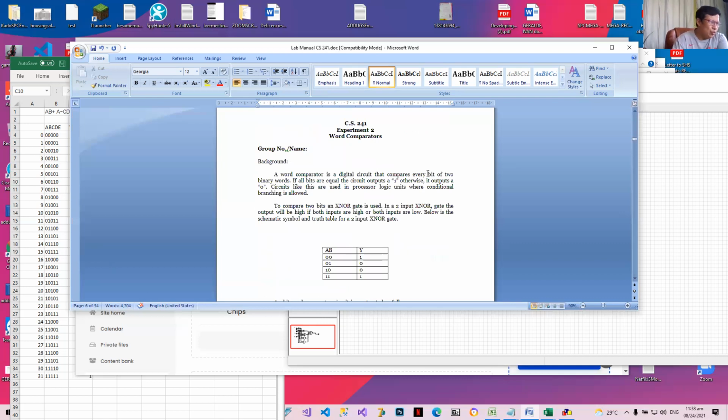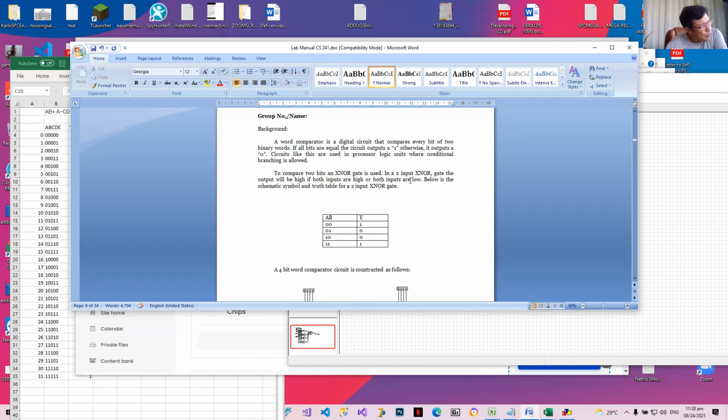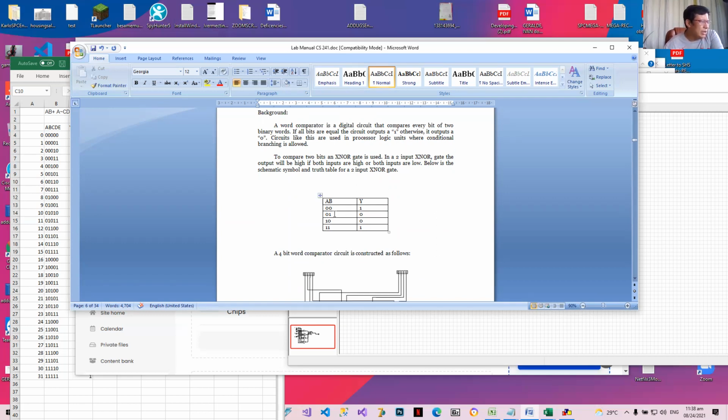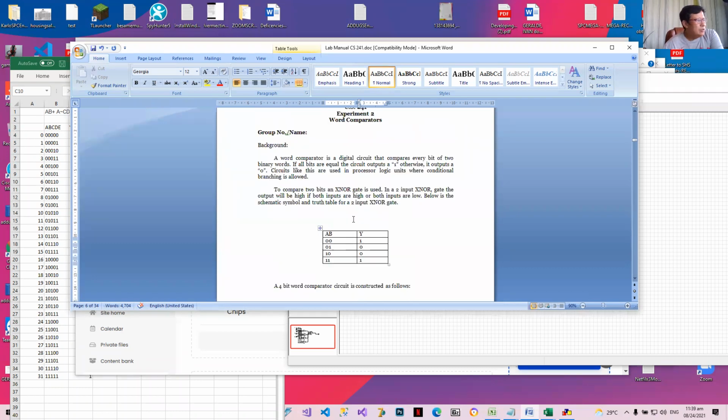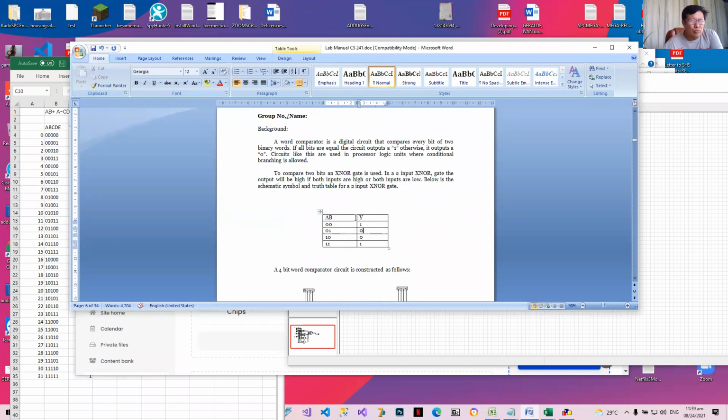However, for experiment 2, we will do this in Cedar Logic. An XNOR gate, we will use an XNOR gate. An XNOR gate basically can be used to compare whether 2 bits are equal or not. This is the logic of an XNOR gate. 0 XNOR 0 is 1, which means if both are zeros, it's 1, which means they are equal. If it's 0, 1, they're not equal, it's 0. If 1, 0, they're not equal, it's 0. If it's 1, 1, then it's 1, which means they are equal. So an XNOR gate is a bit comparator.